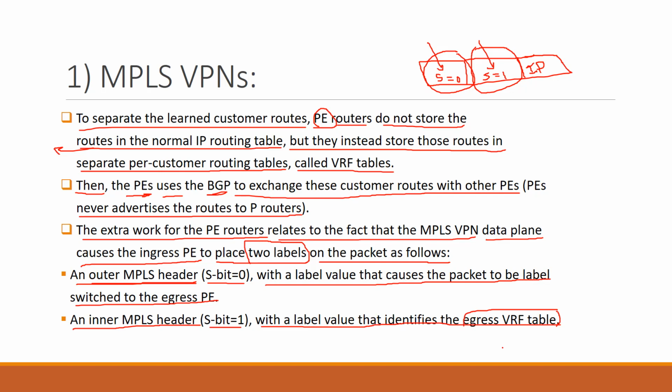More details will come next. This is something like an overview. I just want to show you that MPLS VPN is not like MPLS unicast IP forwarding, where MPLS unicast IP forwarding used only one label, one MPLS header, but MPLS VPN uses two MPLS headers. This is the outer and this is the inner.